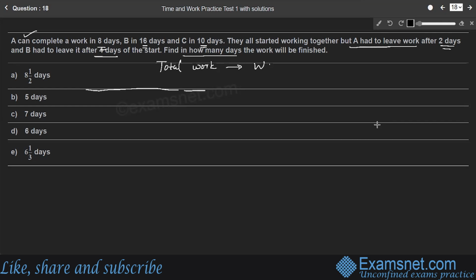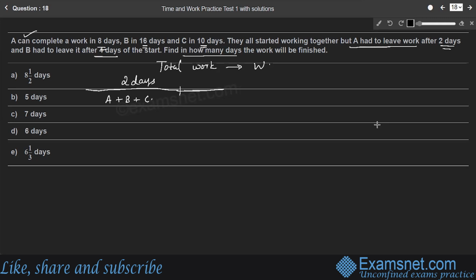So for the first 2 days, all of A, B and C will be working. For the first 2 days, all the 3 persons A, B and C will be working.